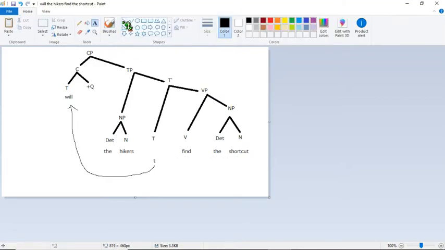So a trace is just indicating that in the deep structure of the sentence, will is kind of there. It's deeply there. But on the surface structure of the sentence, it's not. So now we have our surface structure of the sentence being will the hikers find the shortcut, and we have this deep structure of the sentence including this trace here.